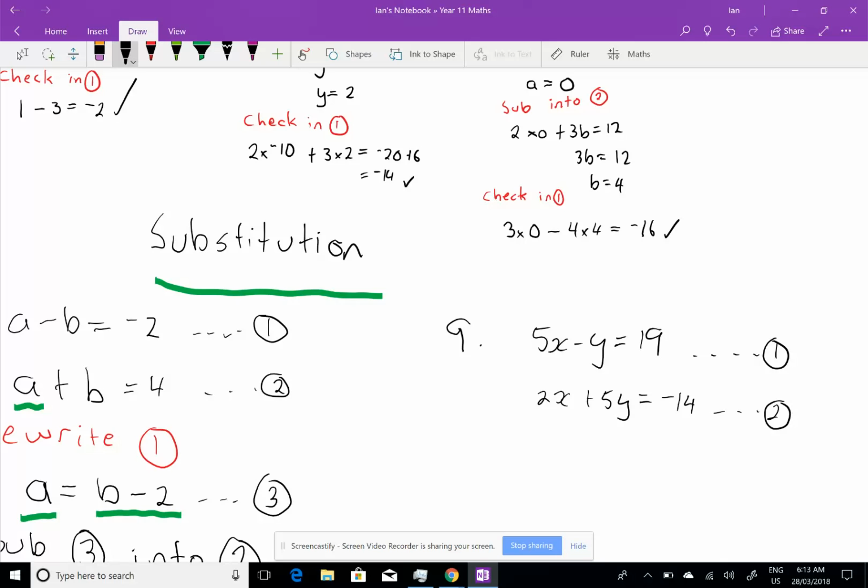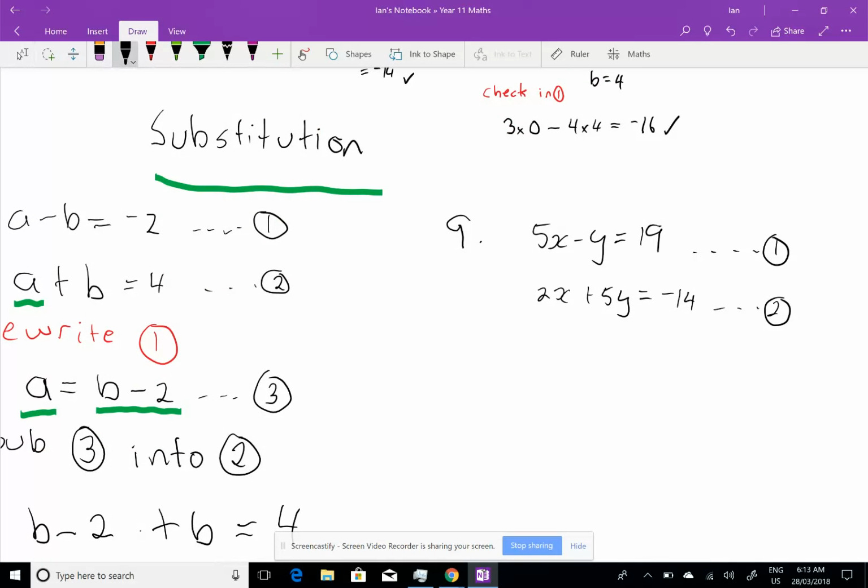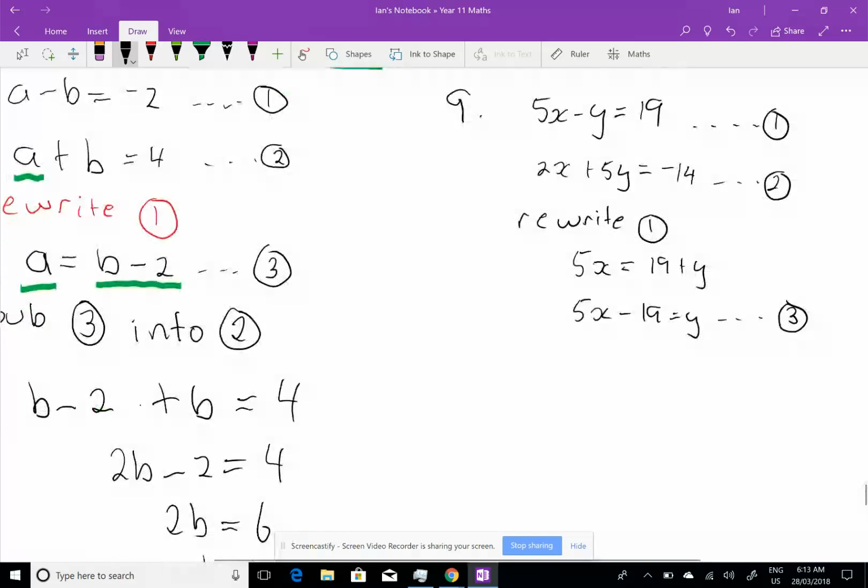Now I'm going to have to rewrite equation number 1. So rewrite 1. And I'm going to take that y over. So 5x equals 19 plus y. I'm going to subtract that 19. 5x minus 19 equals y. And this is going to be my new equation number 3. It's not a new equation, it's just rewritten.